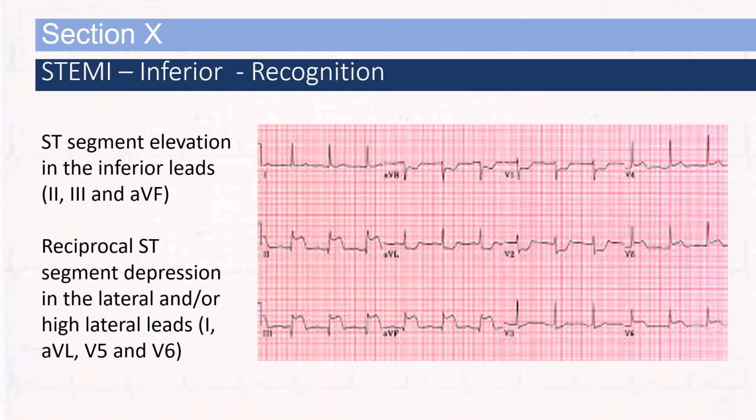The inferior STEMI is recognized on a 12-lead with ST segment elevation in leads 2, 3, and AVF. You may see reciprocal ST segment depression in the high lateral leads, 1 and AVL, or the lateral leads V5 and V6.